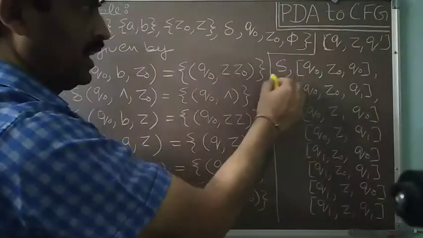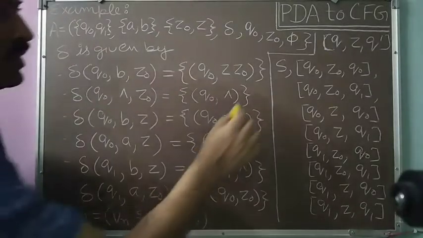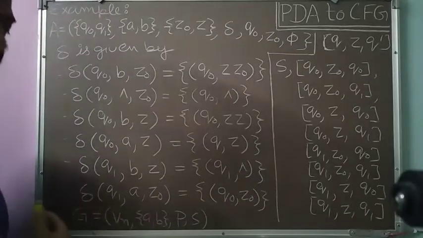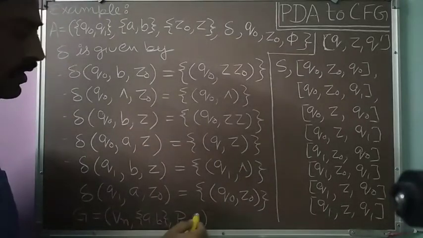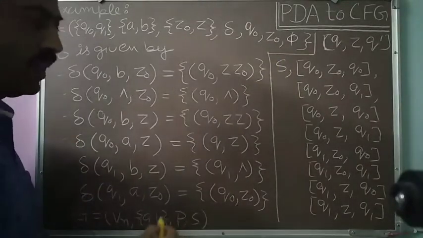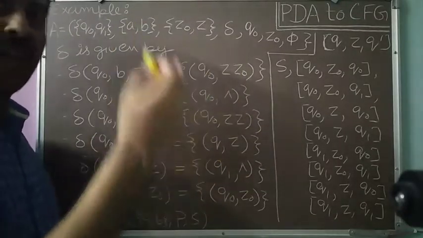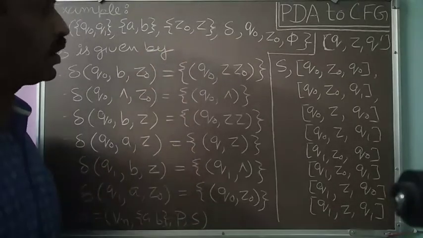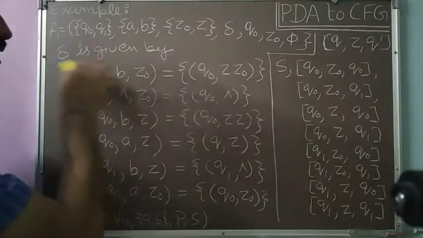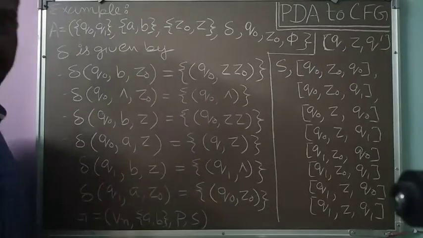These 8 plus S, so a total of 9 variables will be in the set Vn. So Vn consists of these 9 variables. In step 1, we have found what Vn is, what sigma is, and S is the start symbol. The only thing remaining to be found is the set of productions P. We will find this in the next step, step 2, with the help of the given 3 rules R1, R2 and R3. For applying step 2, I will take the transitions from the transition function one by one.